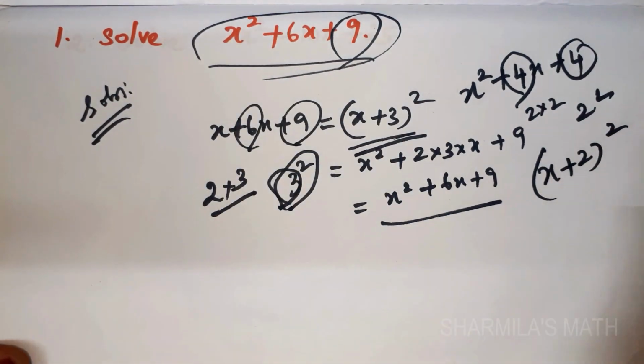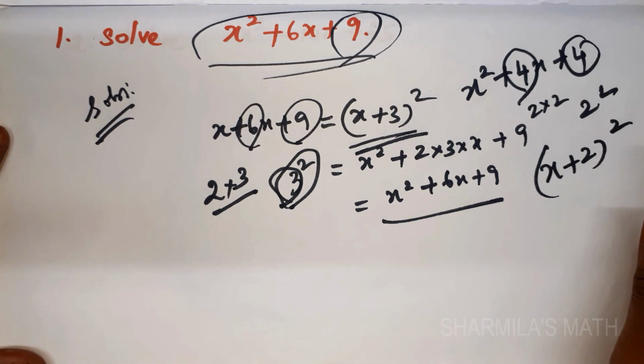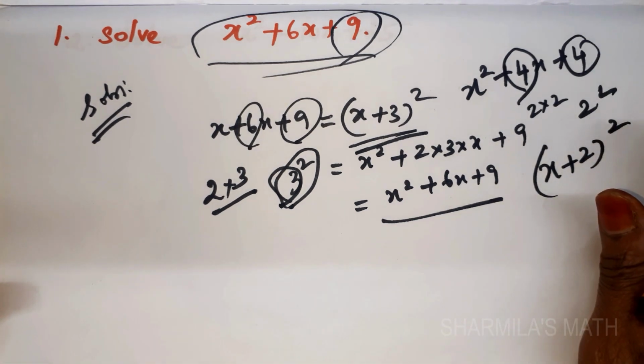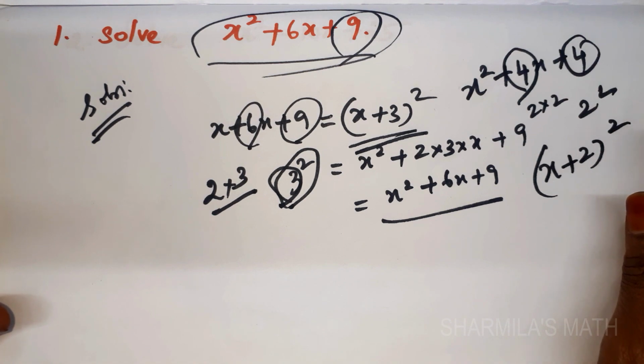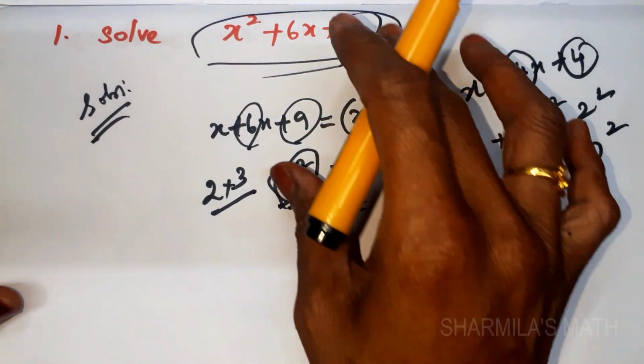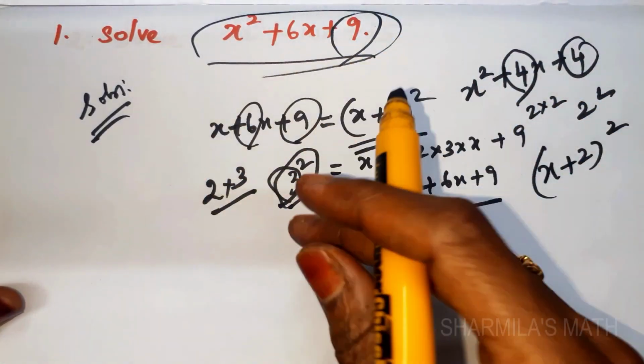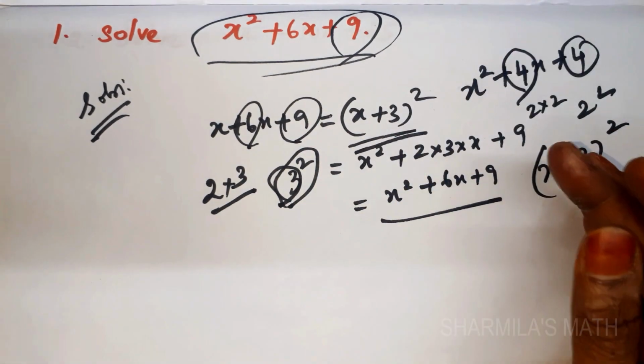So like this only we have to judge whether we are able to use the identity or not. No confusion. If you are not able to judge that, then directly go with the factorization method. That is not a problem. But this will reduce the steps. This will consume less time compared with the factorization or formula method.